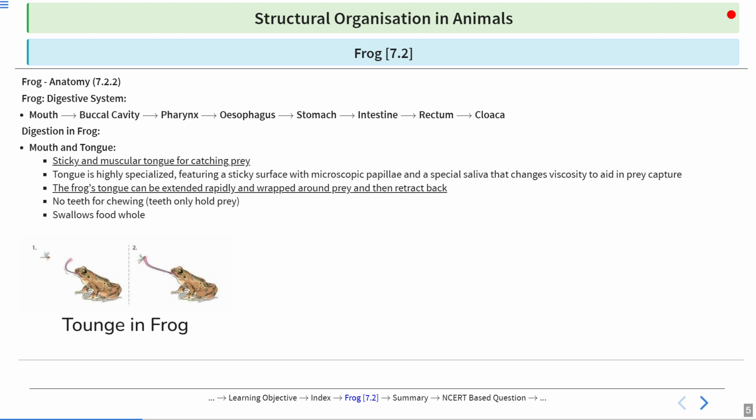Okay. No teeth for chewing, teeth only to hold prey. The teeth are not such that they can chew the food. They can only hold the prey, right? And so they swallow the food whole. They swallow the food, right? So this is a figure showing how the frog captures the prey with the help of its tongue. So the tongue is very, very important in the case of frog.